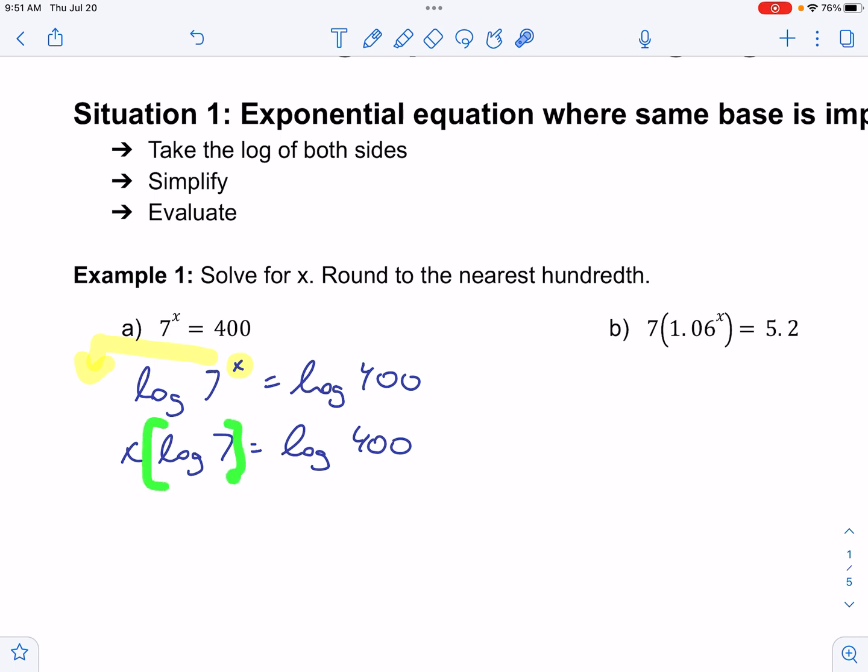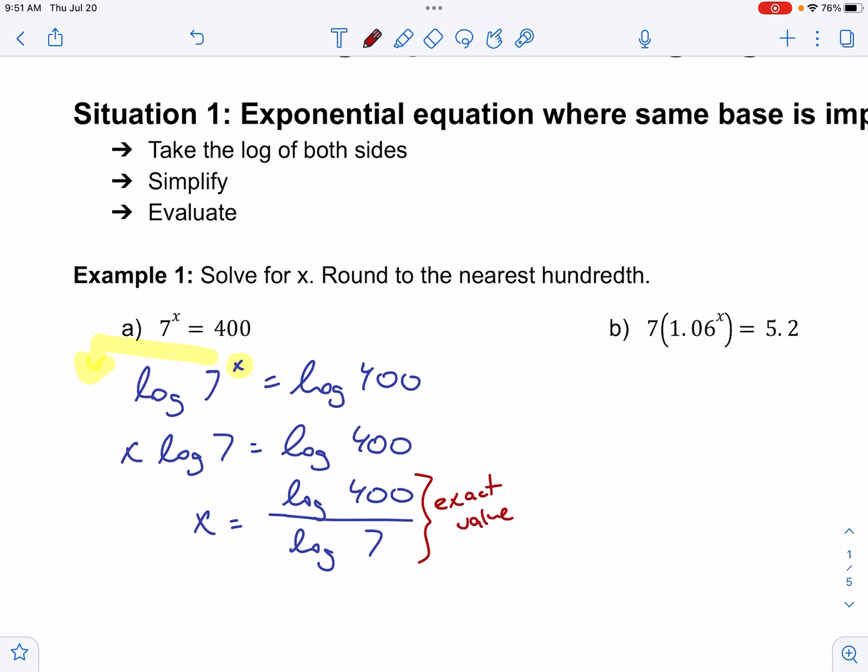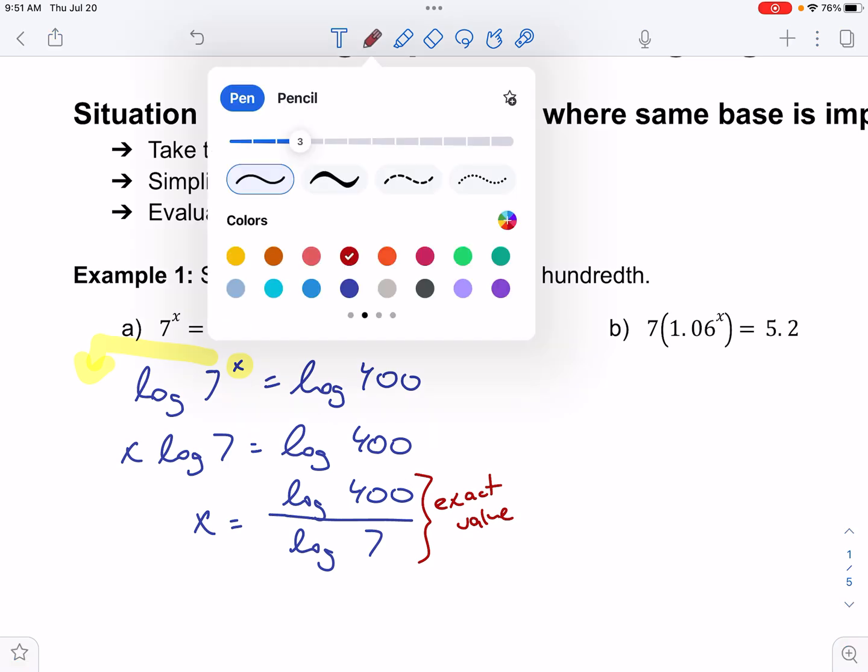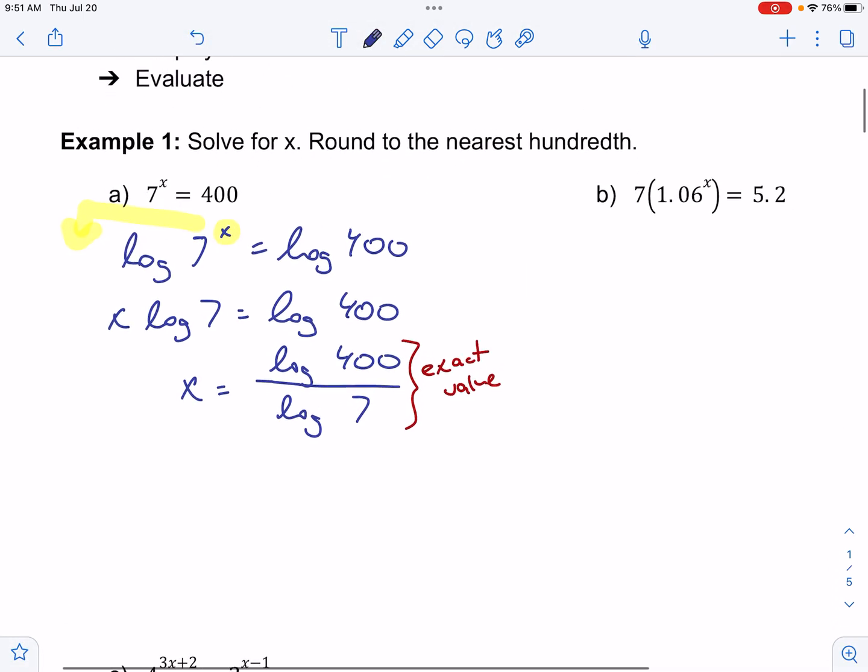Log 7 is a number. I could type that in my calculator and get a number. Just like log 400, that's also a number. And so I can get my final answer for x by saying, well, what is log 400 divided by log of 7? If I were to stop here, this would be my exact value. So if you were being asked to find the exact value, this is it. You would stop. In this question, we have been asked to round, so this is the point where I'm going to type it into my calculator. Log 400 divided by log 7 is about 3.08.